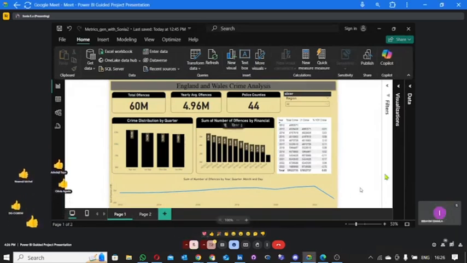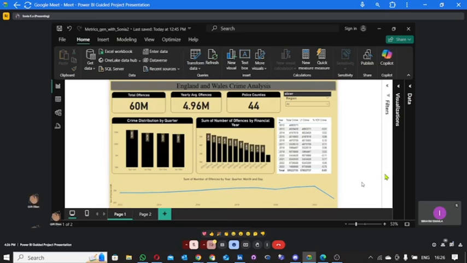This analysis explores crime trends in England and Wales, using visualization to identify patterns, relationships and key insights from crime data over multiple years. So this dashboard covers total offenses, crime types, regional distribution, and crime trends over time.